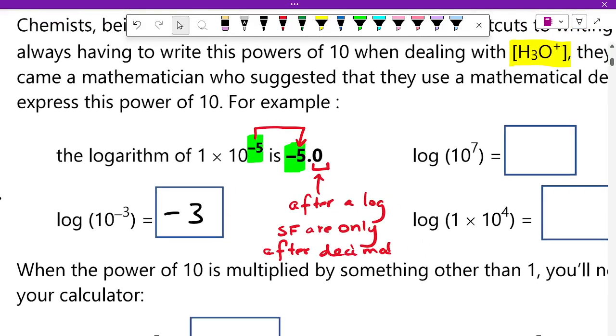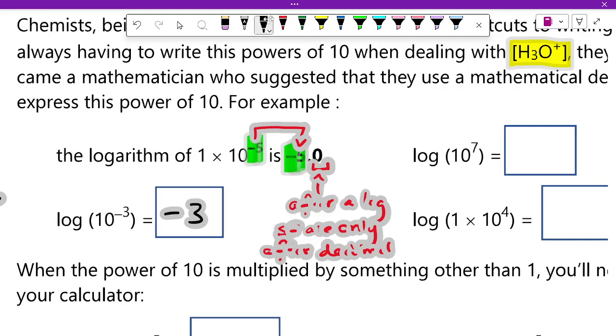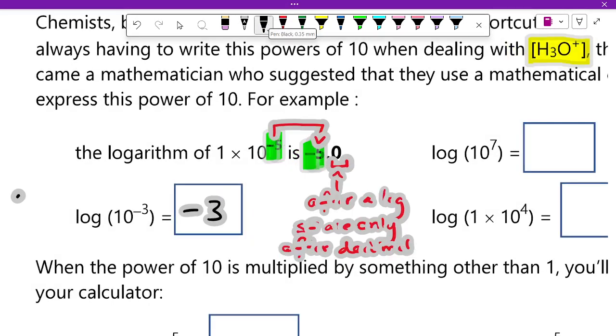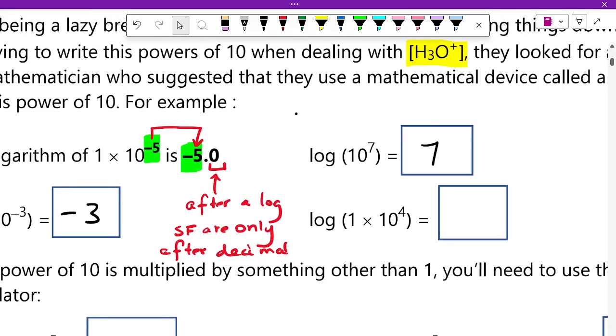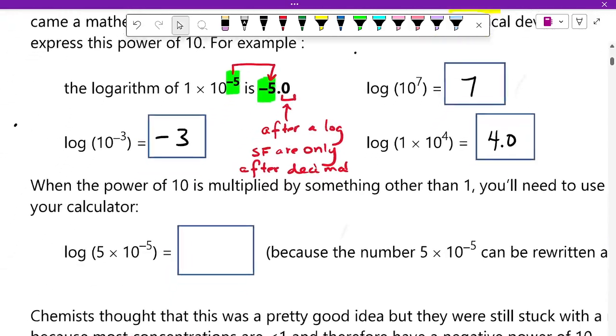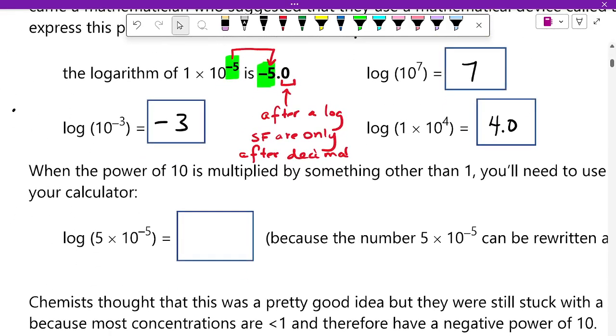What is the log of 10 to the 7? 7. And what is the log of 1 times 10 to the 4? 4.0. Now, throw 5 times 10 to the negative 5 and log it in your calculator.